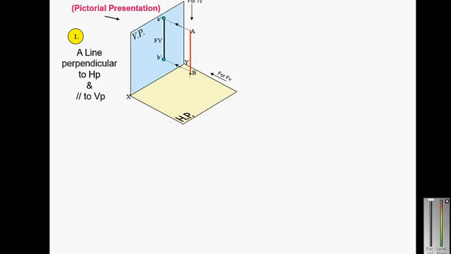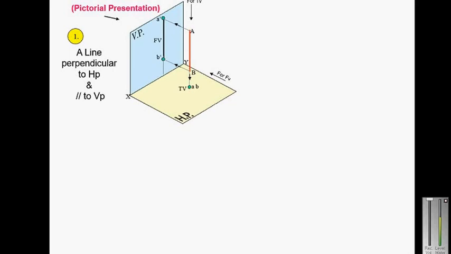And the top view will be a point because the line is perpendicular to HP. In the top view, you can see that A is visible. When you see from the top, the point A is visible but the point B is not visible. So this is the top view. So this is the pictorial representation of a line which is perpendicular to HP and parallel to VP.